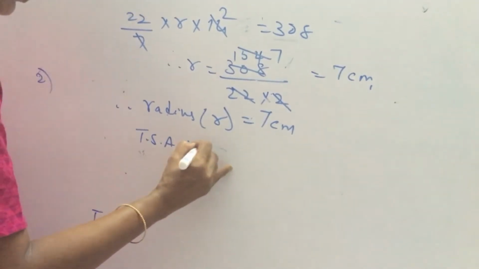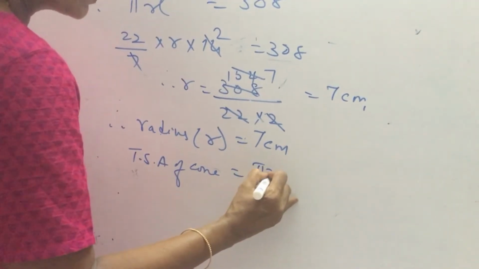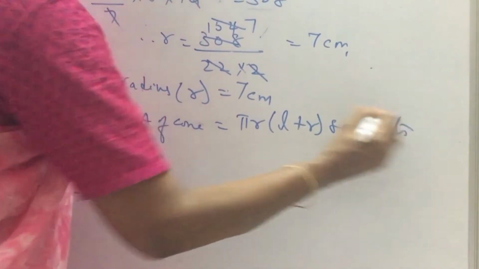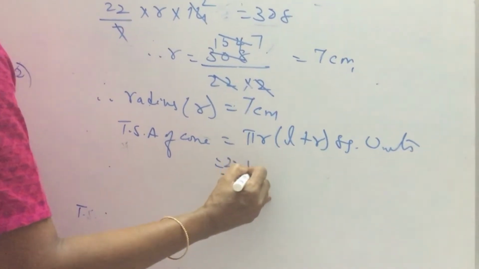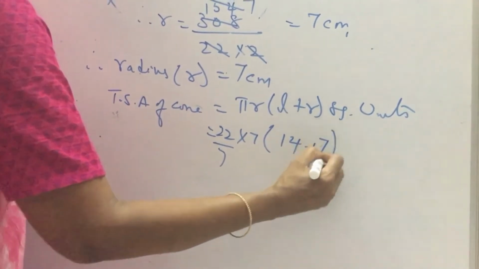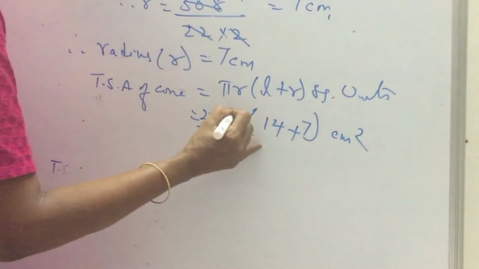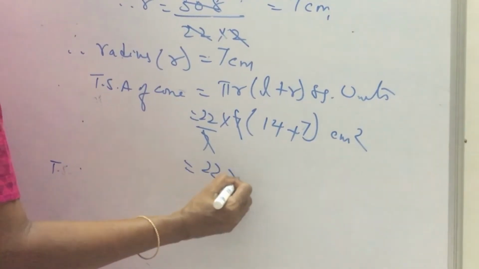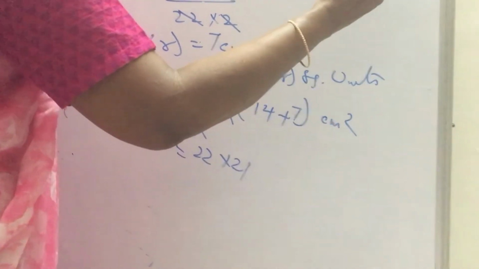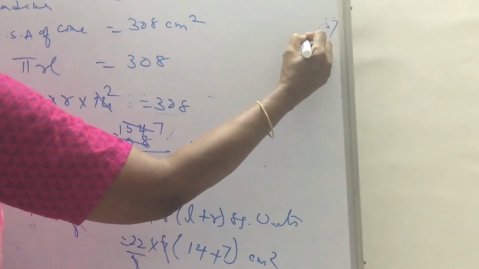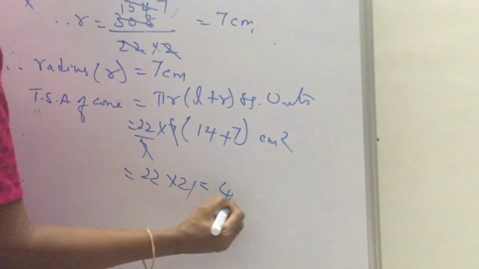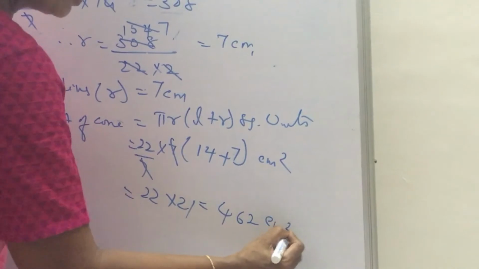TSA of the cone. TSA of the cone is equal to pi r into L plus r square units. 22 by 7 into 7. L is 14 plus 7 centimeters square. That is 2 into 21. 2 into 21 is 42. 42, that is equal to 462 centimeters square.